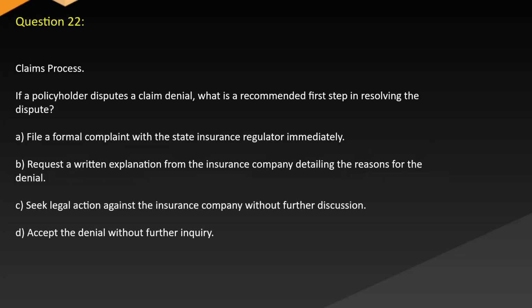Question 22. Claims process. If a policyholder disputes a claim denial, what is a recommended first step in resolving the dispute? A. File a formal complaint with the state insurance regulator immediately. B. Request a written explanation from the insurance company detailing the reasons for the denial. C. Seek legal action against the insurance company without further discussion. D. Accept the denial without further inquiry.